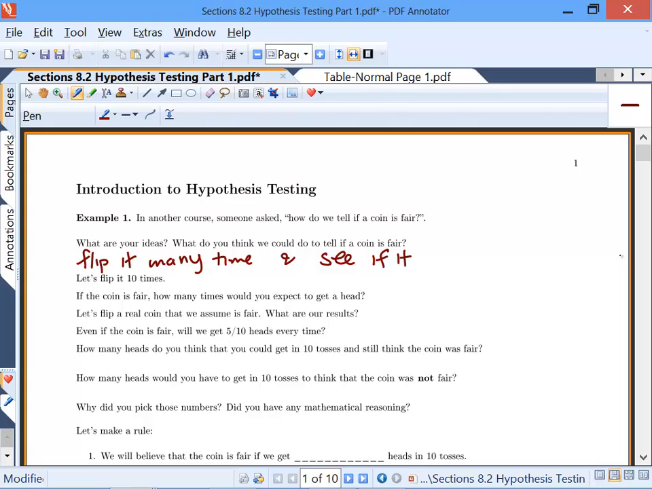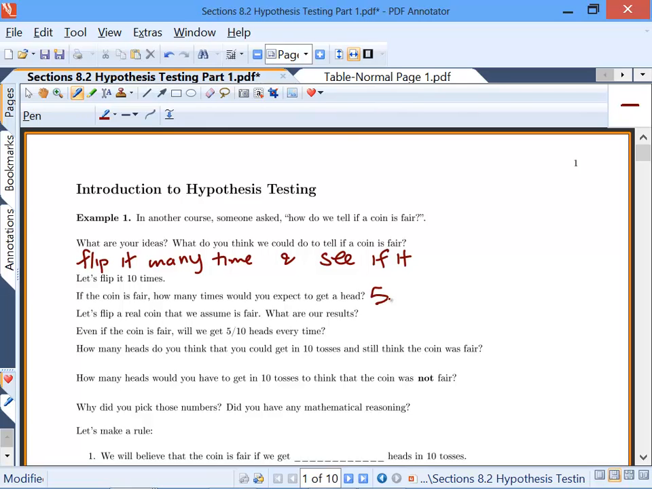So I do have a coin. Let's say we wanted to flip it 10 times, just to not have to spend forever on it. If the coin is fair, how many times would you expect to get heads out of our 10 times? 5. Okay, so let's flip this coin. We assume that it is fair, and we're going to see our results.